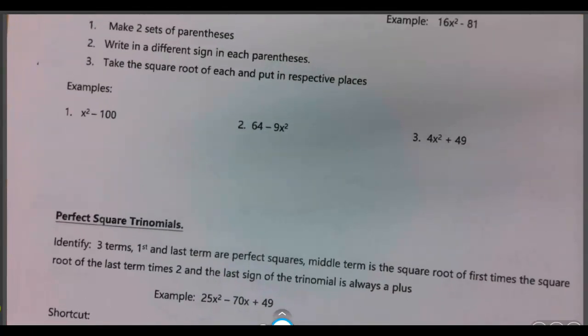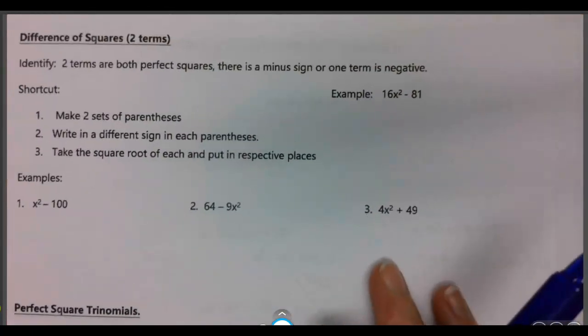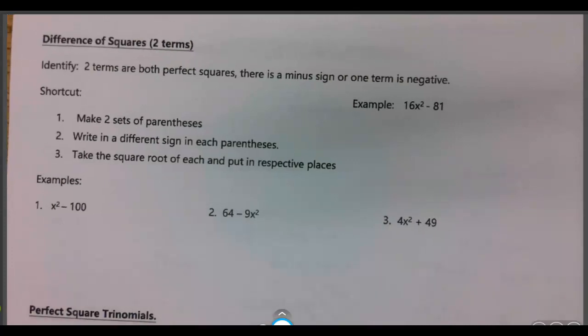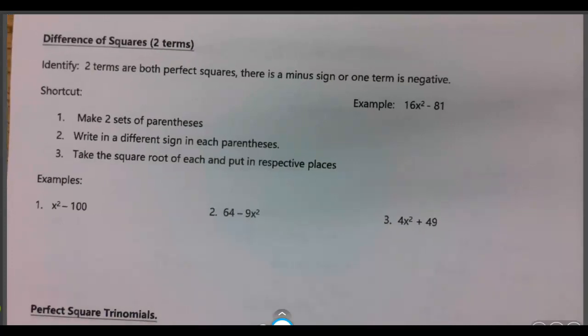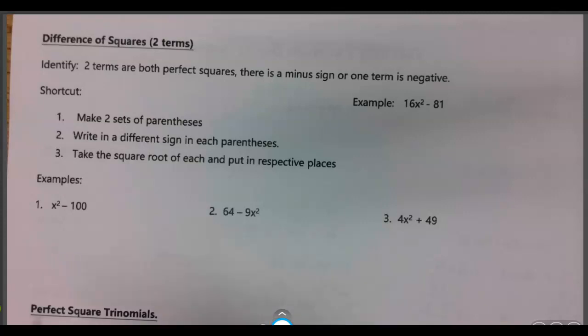Okay, let's look at the shortcuts. Now the shortcuts, we're going to look at difference of squares first. Difference of squares is this one I use. I use this one all the time because it's way easier. Even though I just showed you, it's pretty easy to do a difference of squares.